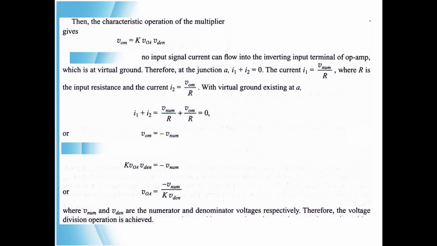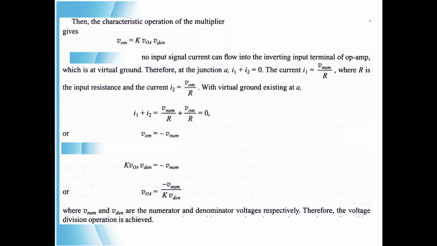Then the characteristic operation of the multiplier gives VOM equal to K VOA Vden. No input signal current can flow into the inverting input terminal of the operational amplifier, which is at a virtual ground. Therefore, at the junction A, I1 plus I2 equal to 0. The current I1 equal to Vnum divided by R, where R is the input resistance, and the current I2 equal to VOM divided by R.